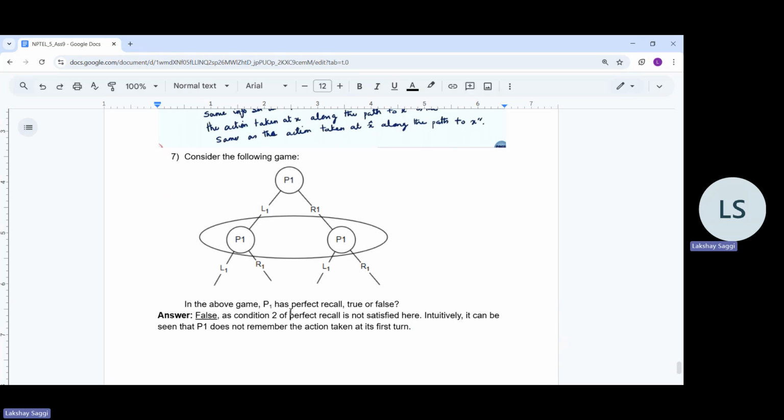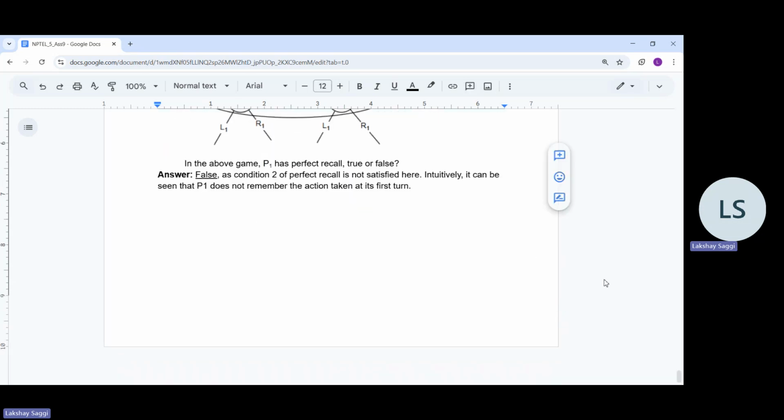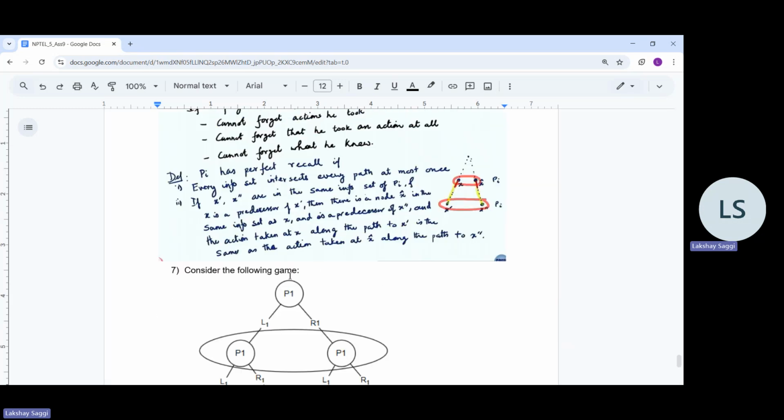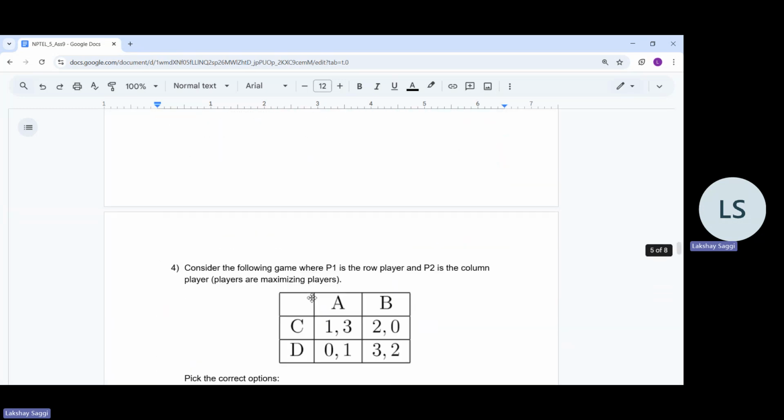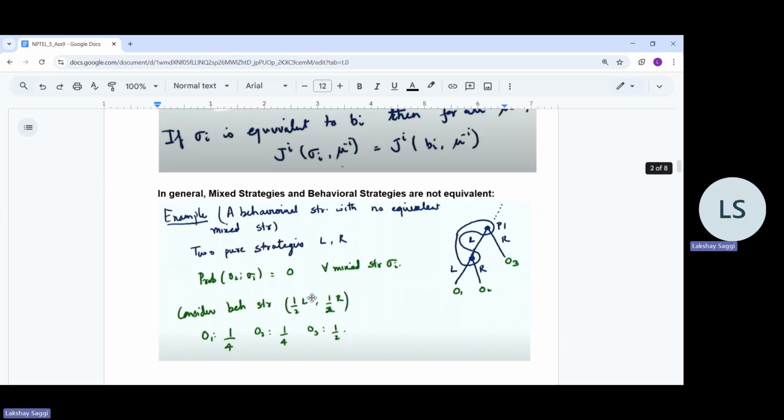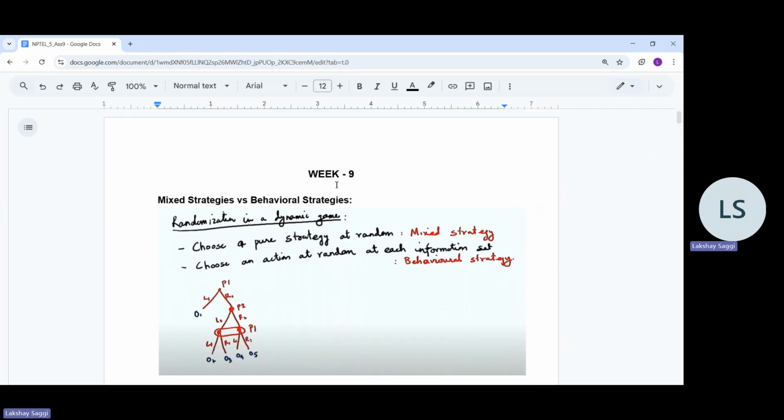So okay, then I guess this is all which I had for the day, and I guess we are running out of time also. We discussed some theory and then some questions related to perfect recall and Nash equilibrium, and we discussed some theory also. So I guess this is it from my side, guys.